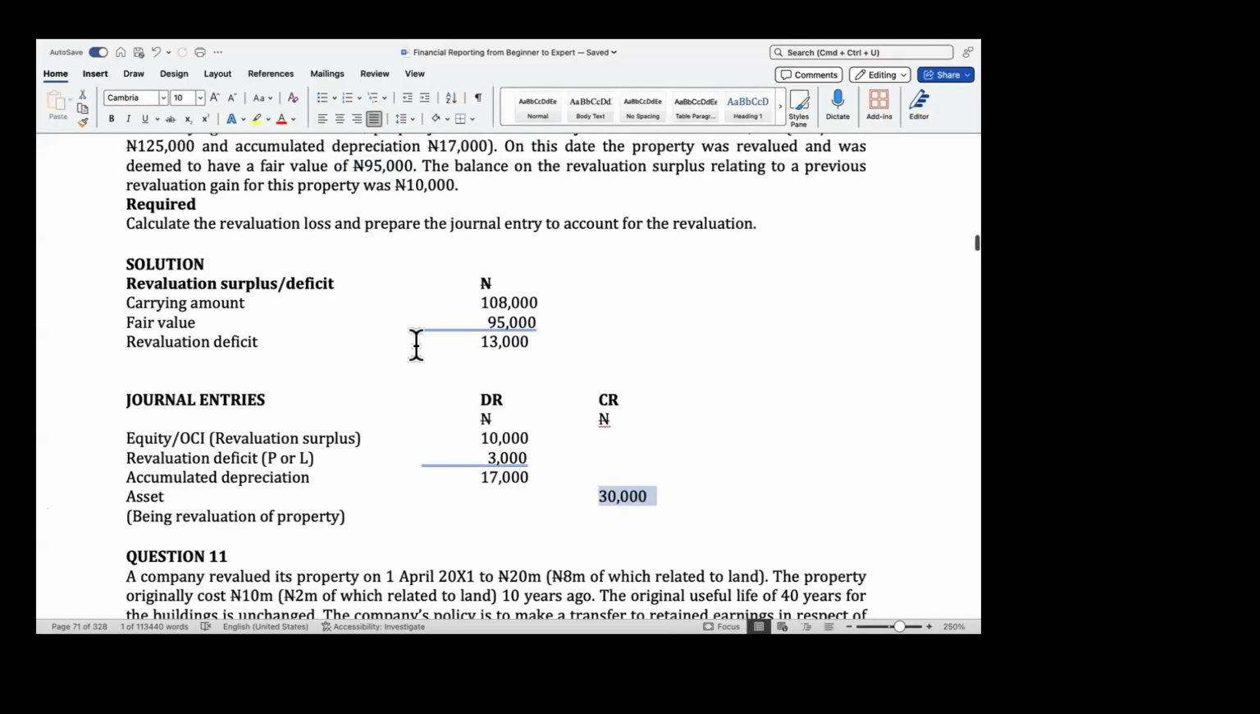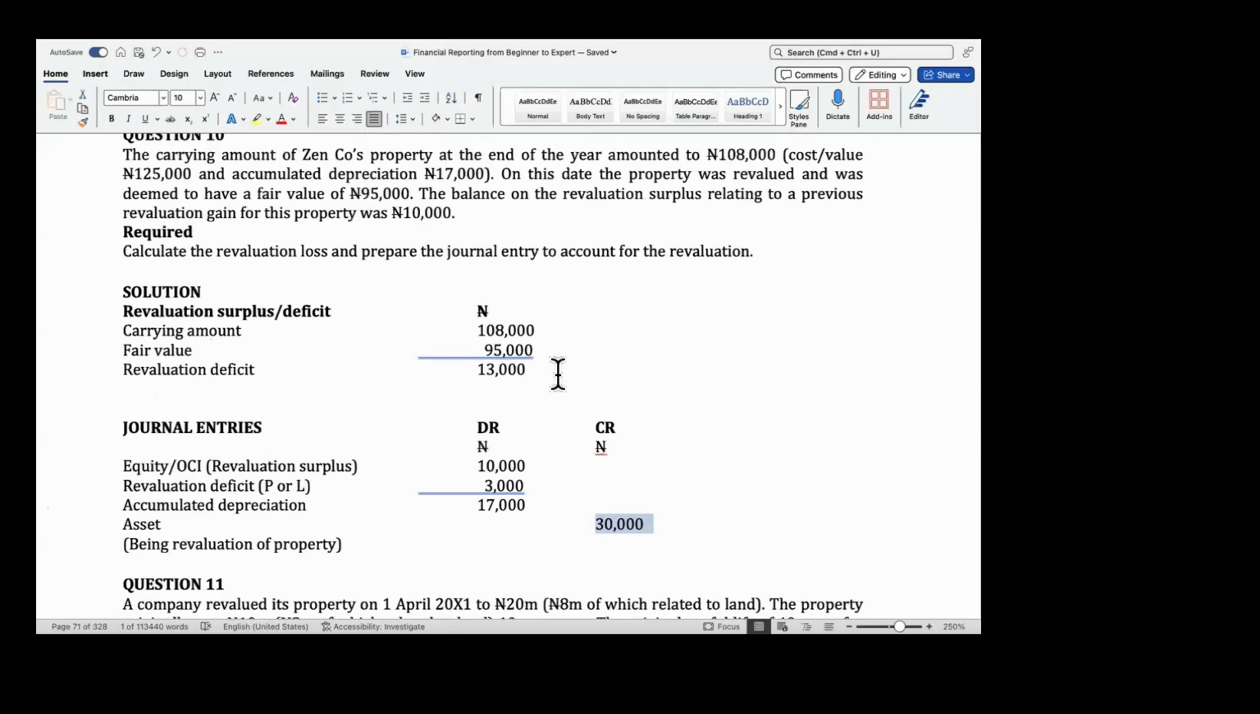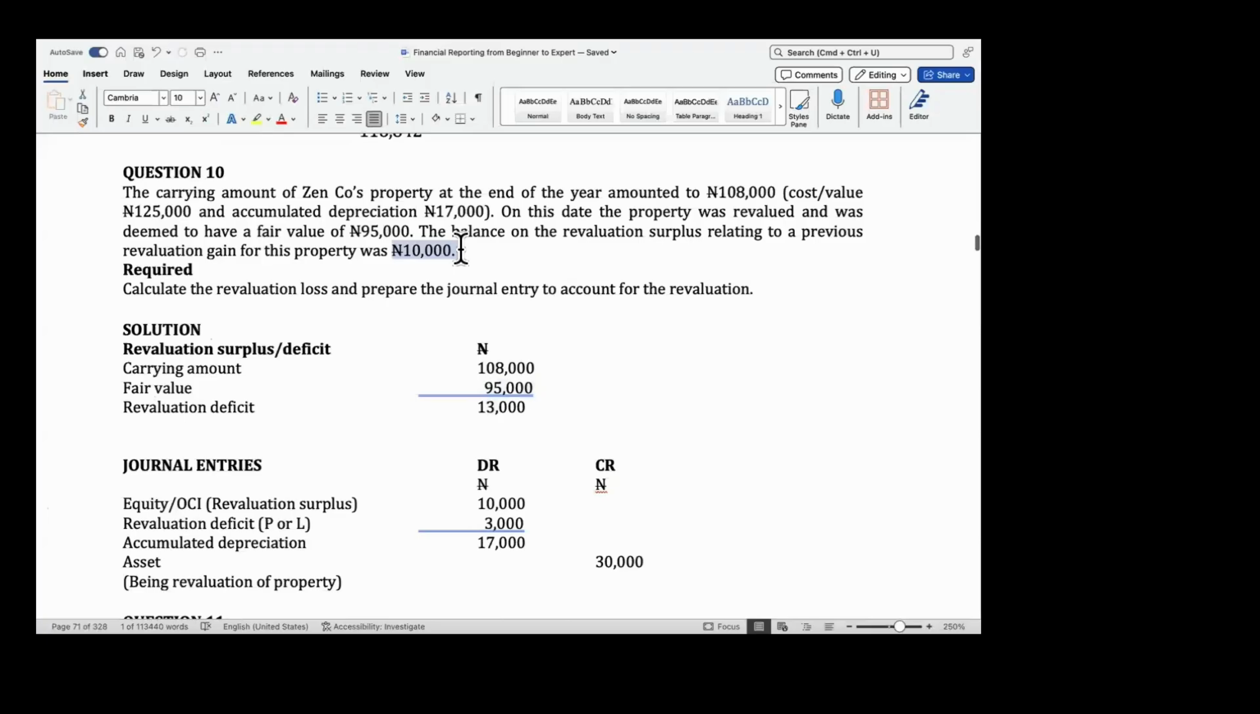Then secondly, we need to deal with this deficit. Ordinarily, we should just take this deficit to P&L. But there was a previous gain. Because there was a previous gain, out of this 13,000, we are going to take 10,000 to OCI, revaluation surplus. So the remaining 3,000, that is 13 minus 10, can then go to P&L.